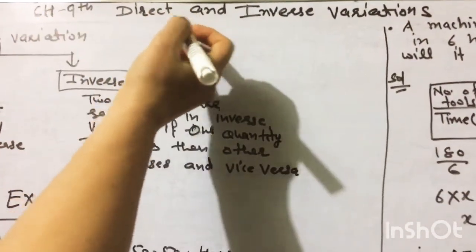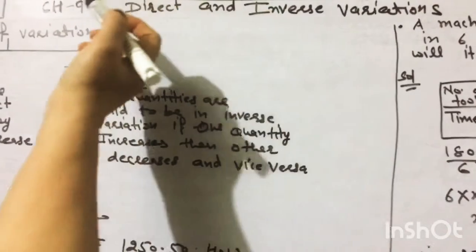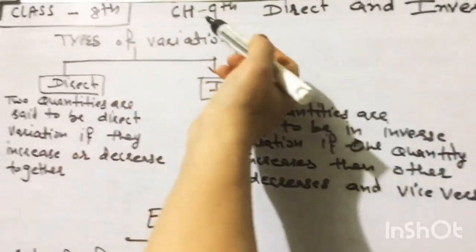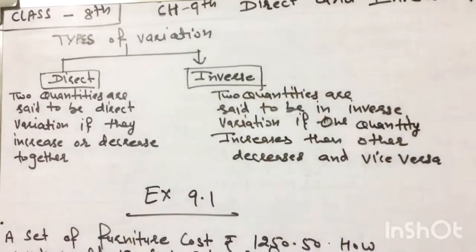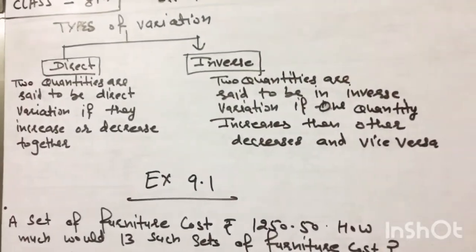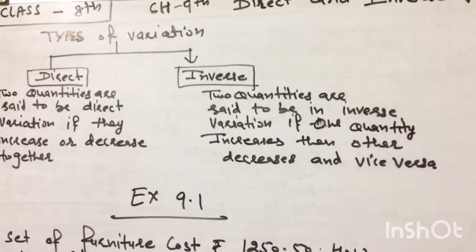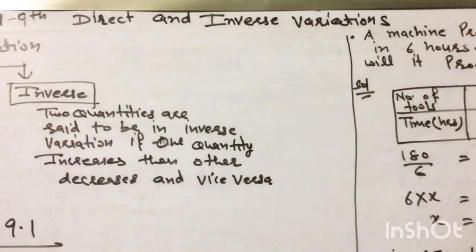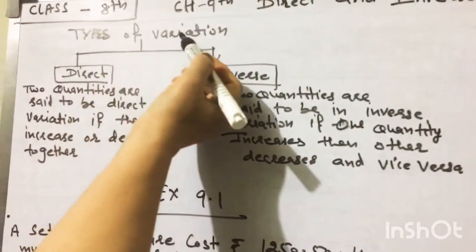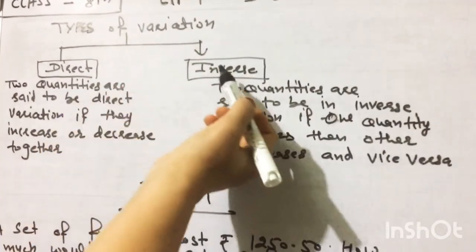There are two types of variation, direct and inverse variation. In chapter number 9 we will discuss direct and inverse variation. In our daily life we come across situations where we need to see the variation in one quantity with the variation in another quantity. Now, types of variation: there are two, direct and inverse.